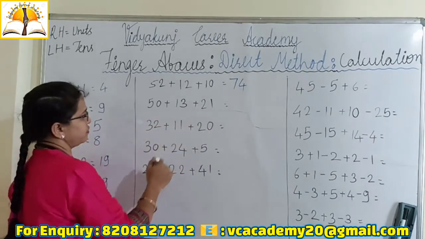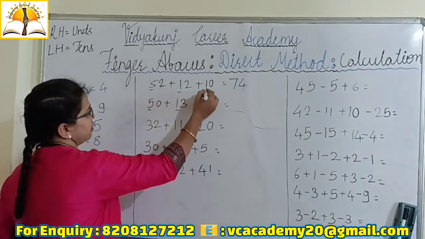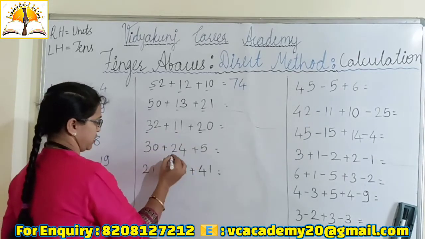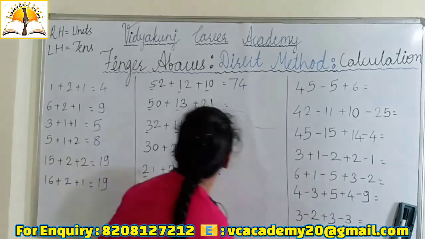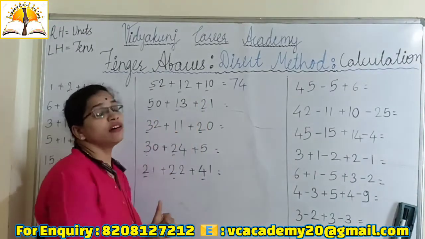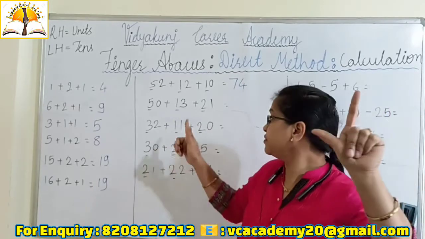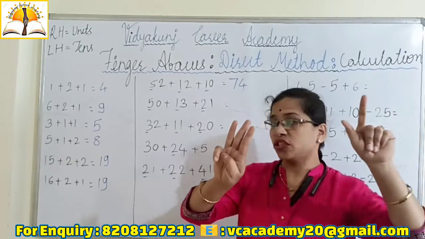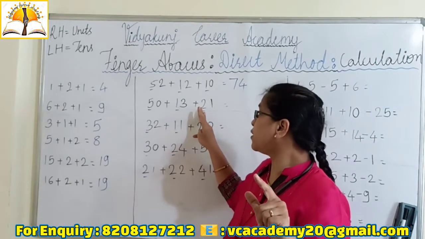Next number: 50, 13, 21. See here, I will underline the tens number. Okay, then you have to understand. See, the next number is 50. I have to represent 50 on the left hand. Then the next, 13. How do you represent 13? The tens number is 1, so left hand 1. I have raised one hand and here unit place 3. Then 1, 2, 3. What is this? 63.